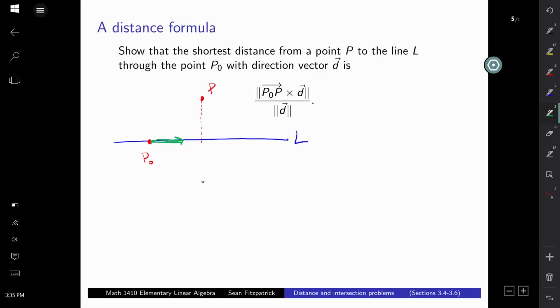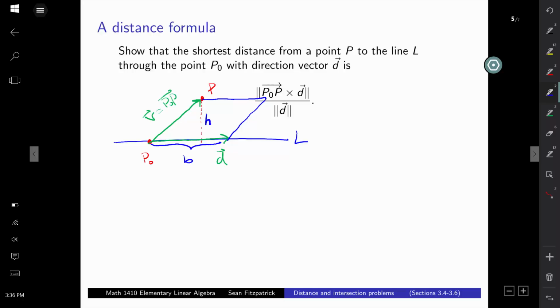Actually, let me redraw this. I'll draw it a little bit longer. It doesn't have to be, but it'll make it easier to see what's happening. So I draw this direction vector D, and while I'm at it, let's put in this vector here, V. So V is this vector from P0 to P. So what can we do with this? Let's see if you remember your cross product stuff. I can form a little parallelogram here, like so. Here's the distance we're looking for: it is the height of the parallelogram.